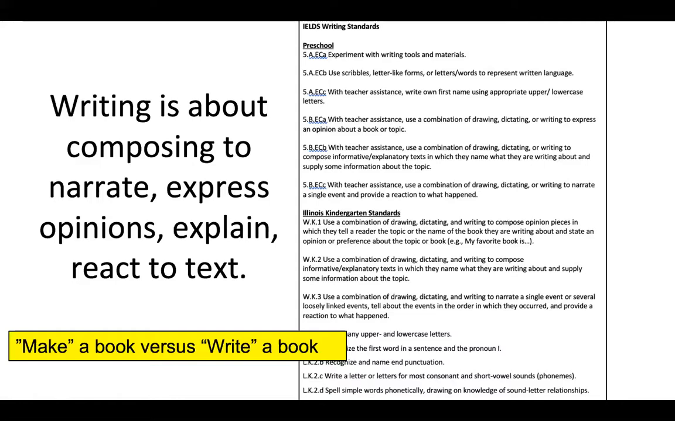One of the little takeaways I had from an article I saw was that when you're talking about writing books with kids, we often switch it to just making a book, because some kids can't write, but they can make pictures, they can make line squiggles, they can make approximations. Sometimes that takes a little pressure off the kids that say, well, I don't know how to write. Let's make a book.